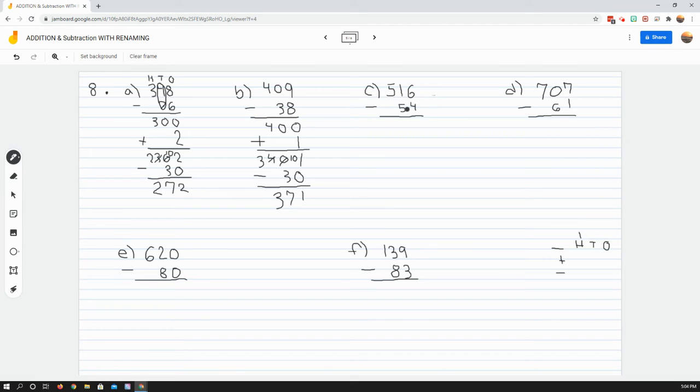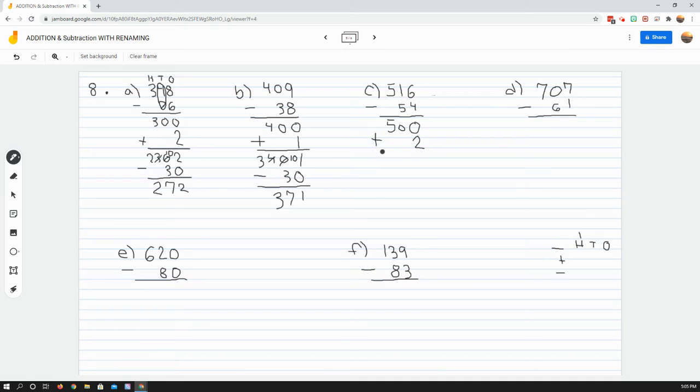516, and I have to take away 54. 5, do I have to subtract something? No, it's still going to be 500. If I look at my tens place, I have to subtract 5 from a 1. I can't do that, so I'm going to skip it. 6, can I take away 4? Yes, I'm going to be left with 2.